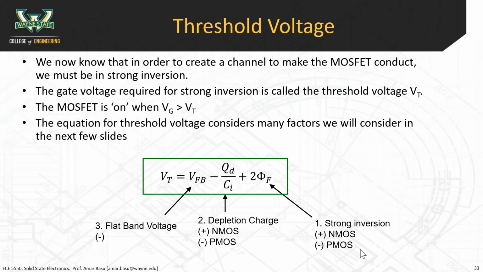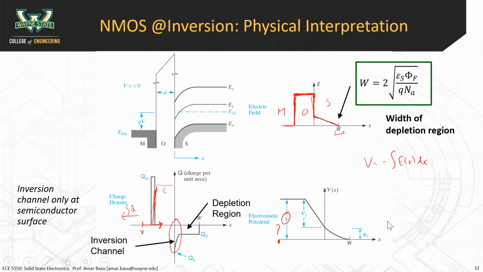Okay, so with threshold voltage, there are three parts that are used to calculate it. There's a flatband voltage, that's the third one. The second one is the depletion charge, and then there's the bending in the semiconductor. So if we put this in the context of the previous diagram, this 2 phi f term corresponds to this. The 2 phi f is the amount of voltage potential drop across the semiconductor.